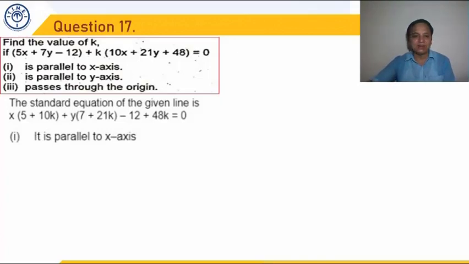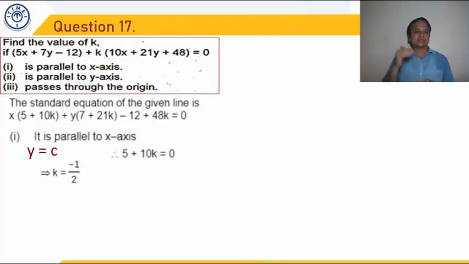Any line parallel to the x-axis is of the form y is equal to some constant. That means in that equation the coefficient of x is 0. Now the given line will become parallel to the x-axis when the coefficient of x becomes 0. That is 5 plus 10k is equal to 0. Can we say 5 plus 10k is 0 when k is equal to minus 1 by 2?